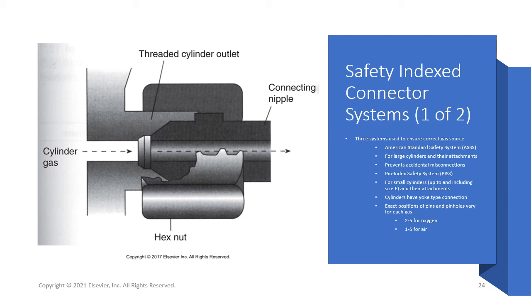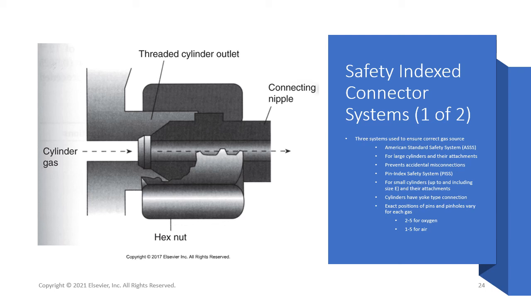Safety index connector systems. There are 3 systems that are used to ensure correct gas source. The American Standard Safety System, or ASSS, for large cylinders and their attachments. This prevents accidental misconnections. It was adopted in the United States and Canada. The ASSS provides standards for threaded high-pressure connections between large compressed gas cylinders, sizes F through HK, and their attachments.